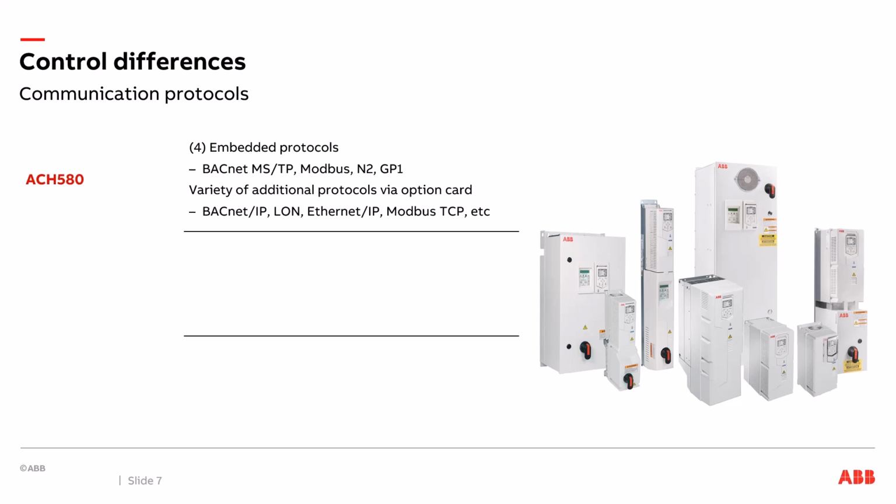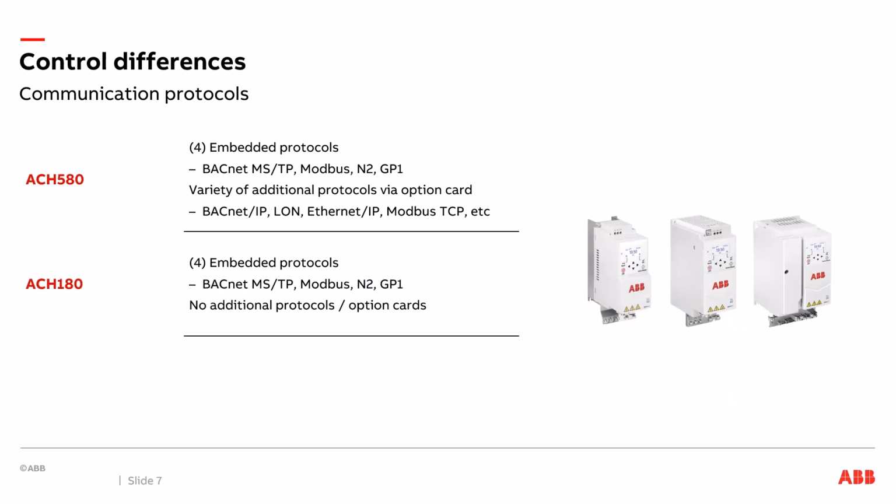The 580 can support 2 communication protocols at once. So I could be talking, say, BACnet MSTP to my building automation system, and then Ethernet IP to an energy management system. So it does support communicating on 2 protocols at once. The ACH180 has 4 embedded protocols, just like the ACH580. It's got BACnet MSTP, Modbus, N2, and GP1. However, there are no additional option cards available, so it's those 4 only that it supports. It cannot support, say, a BACnet IP or a LAN network.